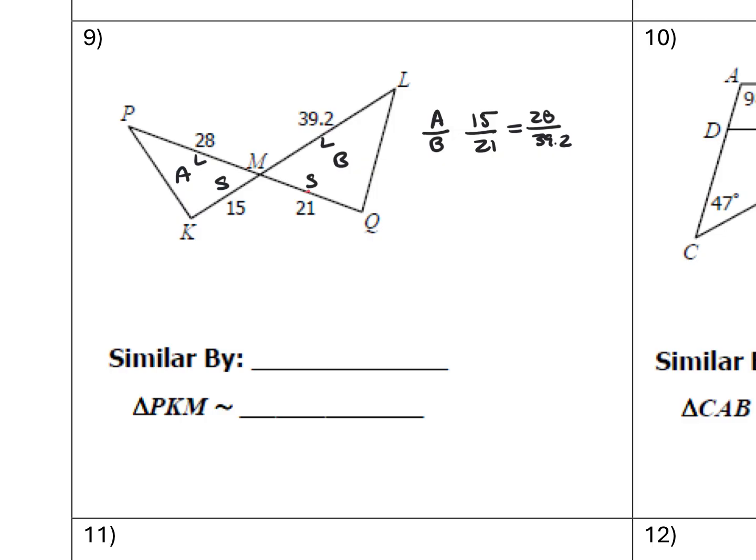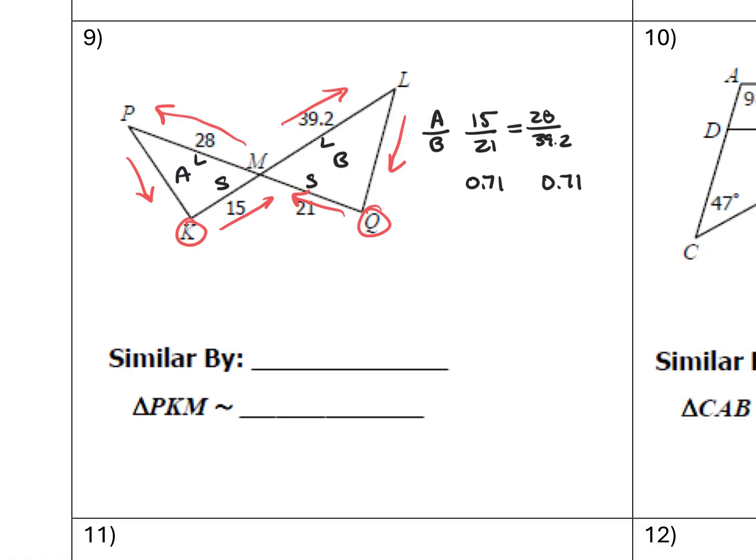So 15 divided by 21 gives me 0.71. And then 28 divided by 39.2 gives me the same thing, 0.71. So these guys are similar. So then I've got to walk my triangles. I'm going to start at K, walk my small to my large, and then back. And then same thing here. I'm going to start at my small, and go this way, and walk back.